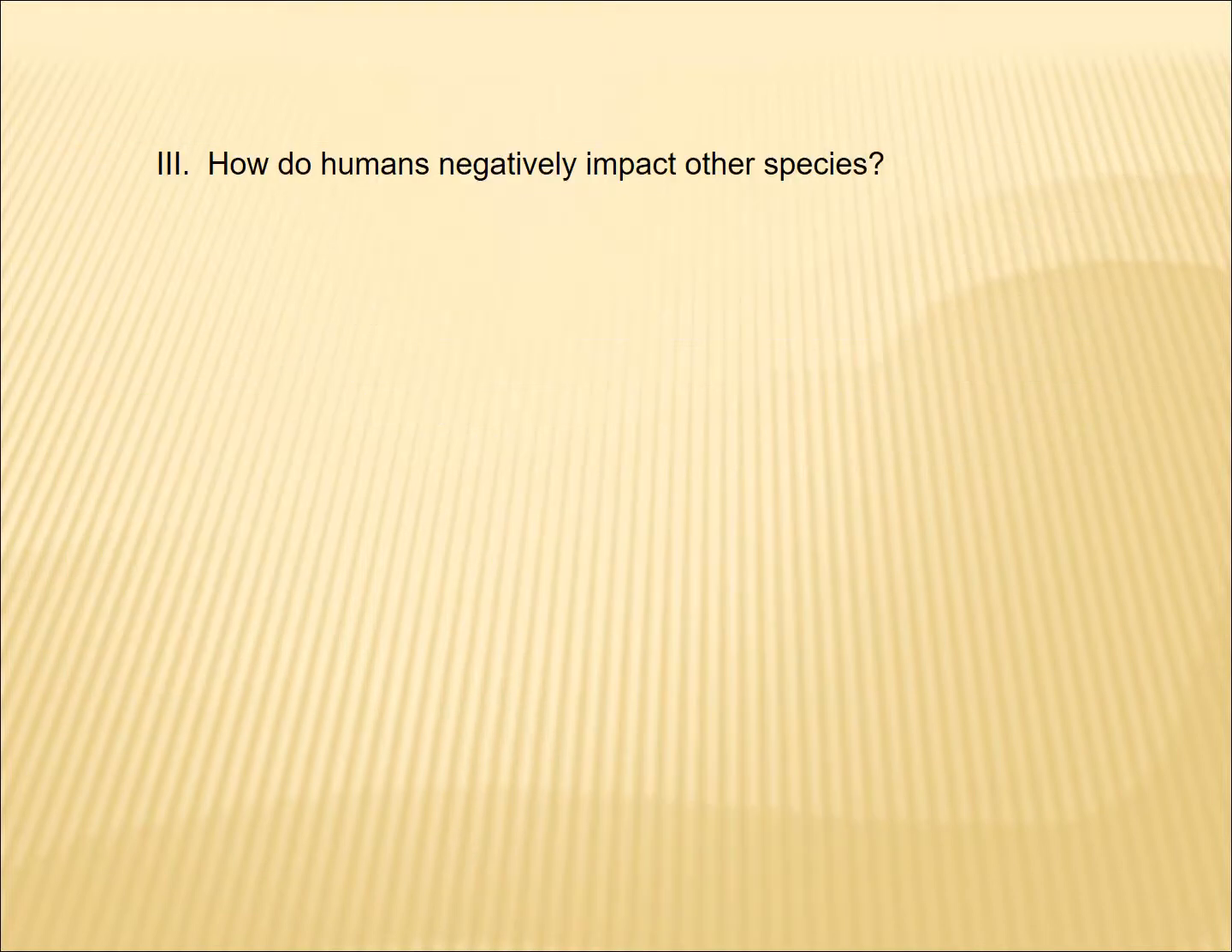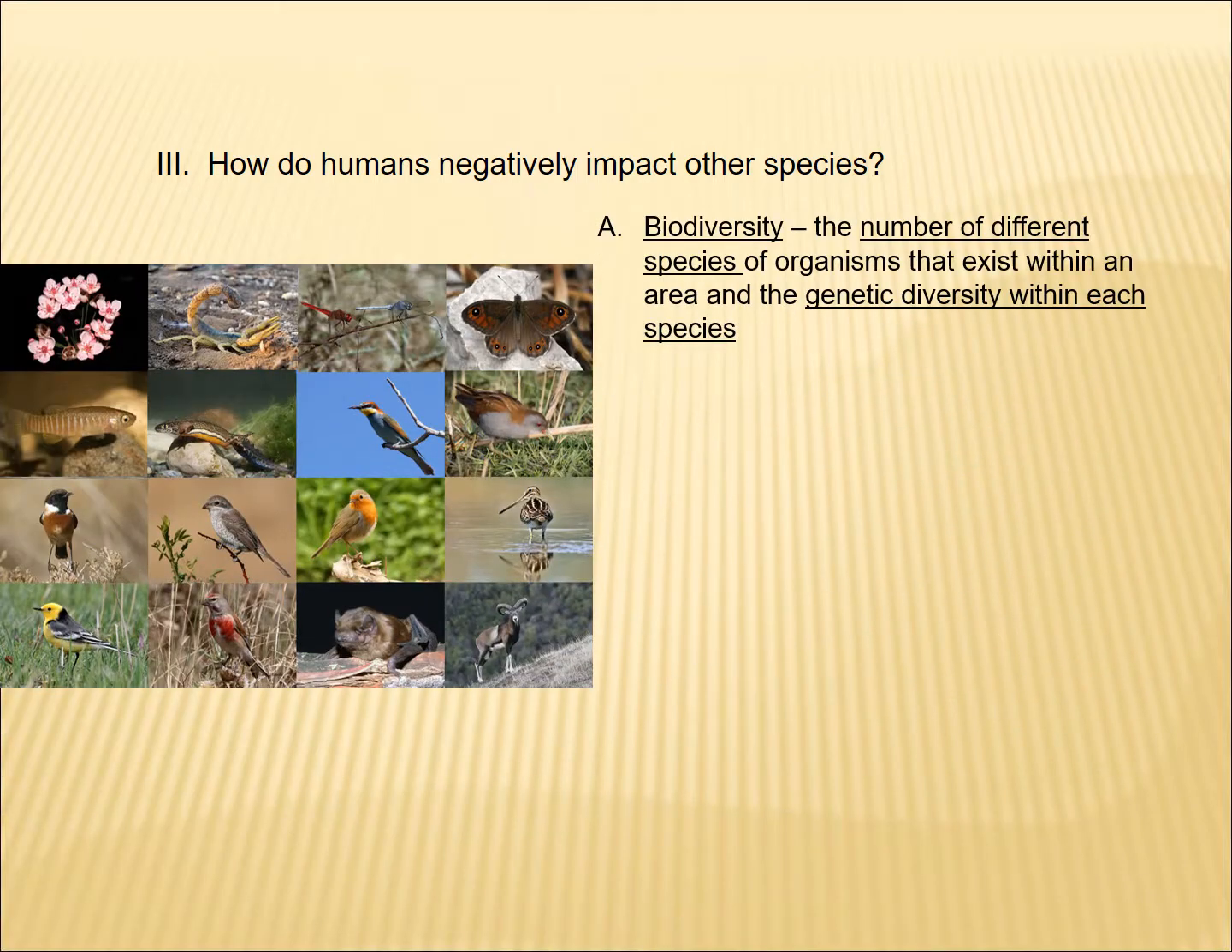All right, so how are humans negatively impacting other species? I think you've seen some of that, but let's look at this a little bit more. First, we're affecting biodiversity. We are decreasing the number of different species on this earth, okay? And the genetic diversity within a species is also decreasing, so you don't see as wide of a variety of certain types of birds or certain types of ants.